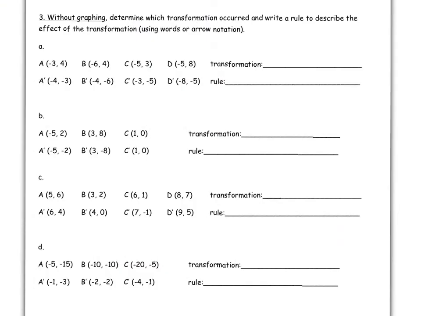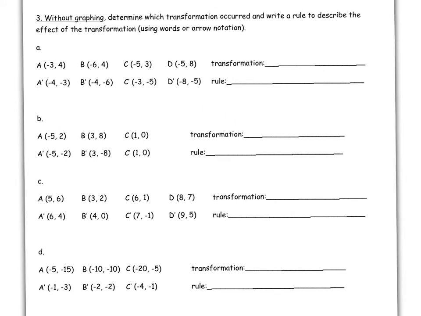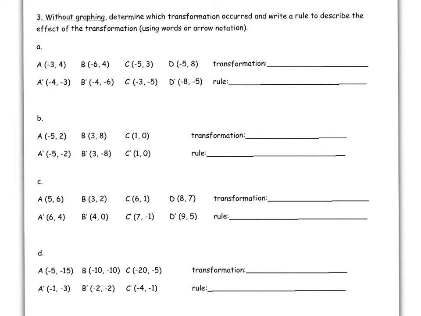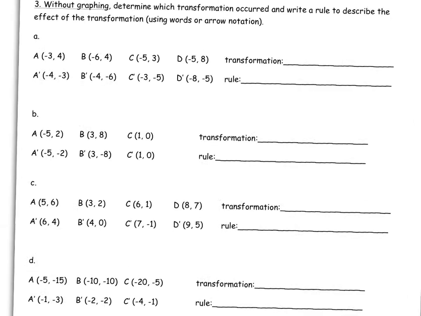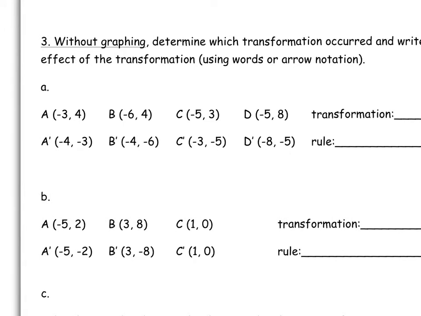All right, hang in there, we're almost done. This is what you have to do to get a 3. You have to be able to, without graphing, determine the transformations. And for me, this is the easiest because of that list that I gave you. So I look at each one. So let me make this bigger for us. I look at each ordered pair and I see what's happening.